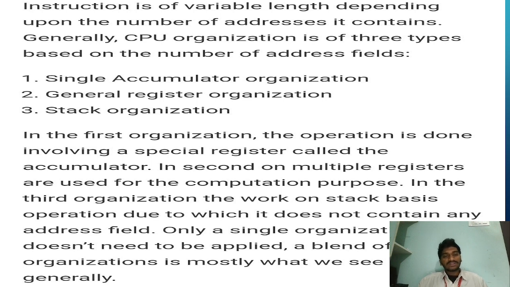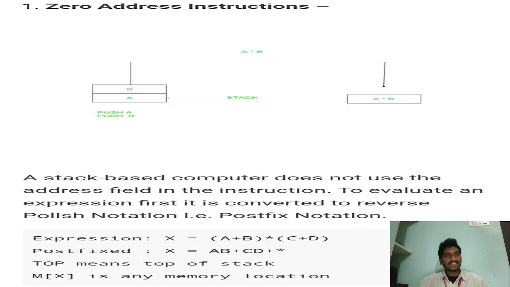So the result of the instruction can be stored in any one of these three: the accumulator, a general register, or the stack organization. And next, first, zero address instruction.